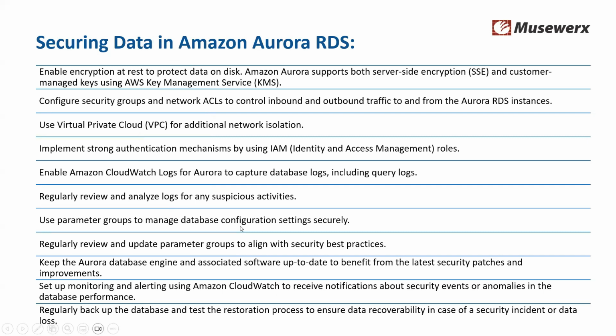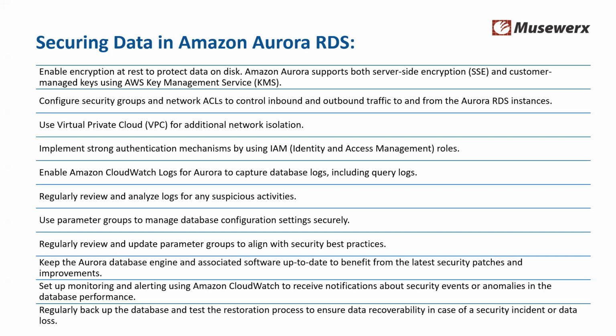Again, the database is also serverless. It needs to be configured in the most efficient way. We need to regularly review and update parameter groups to align with security best practices. And the Aurora database engine and software is updated already to benefit from the latest security patches and improvements. This is transparent operationally. It is done by Amazon Web Services.